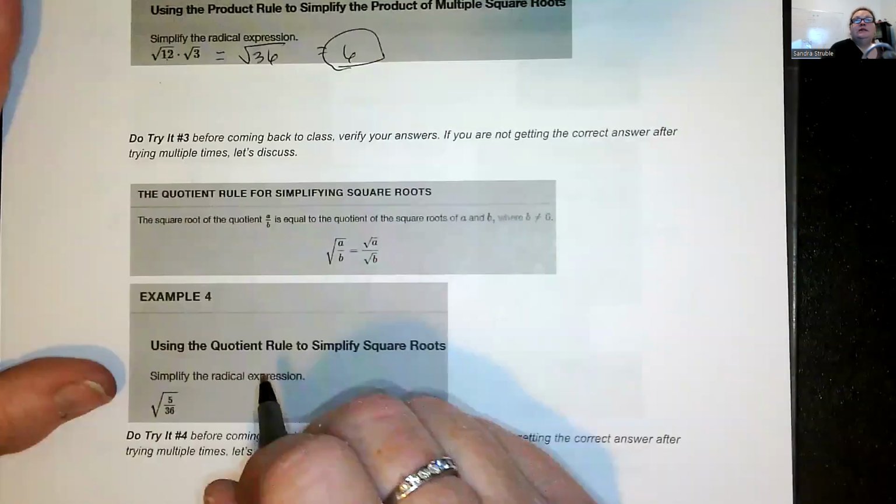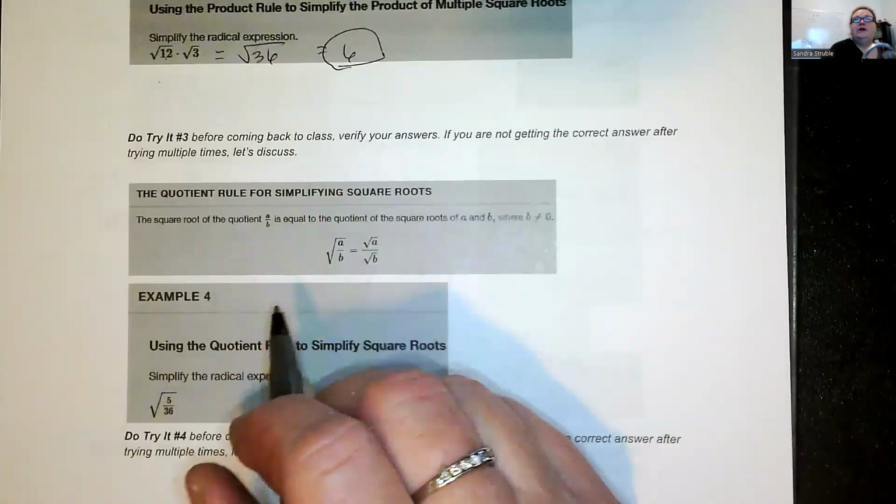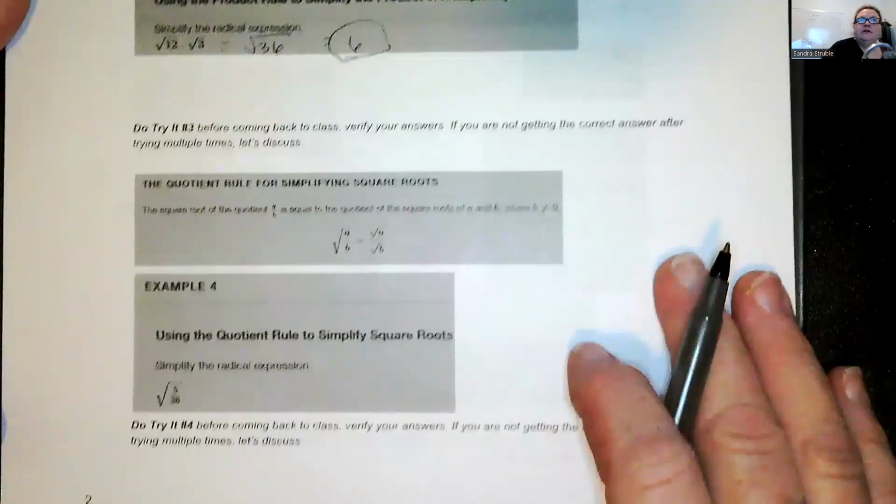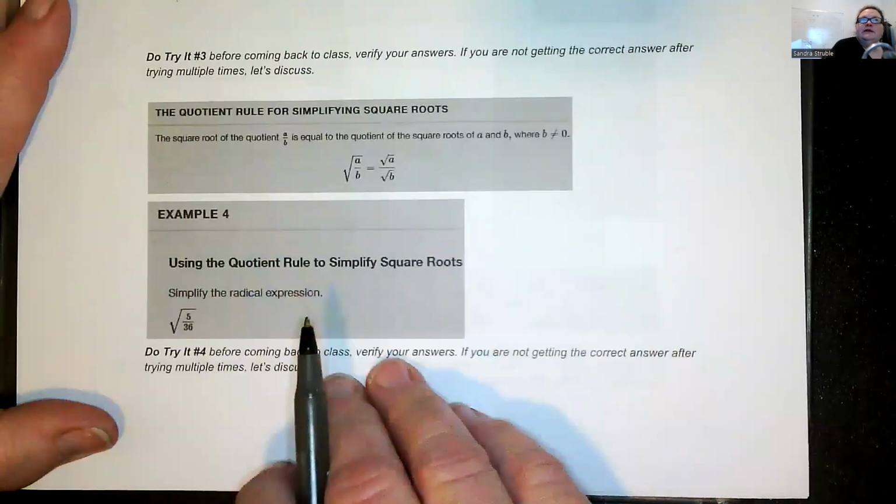This is going to be a little bit different. It's the same thing as with multiplication. If you have the square root of A divided by B, you can break up that square root and just take the square root of the numerator divided by the square root of the denominator. That's all this means. But B cannot be 0. Can't have a 0 in the denominator. It's undefined. All right, so let's use the quotient rule to solve this next one.